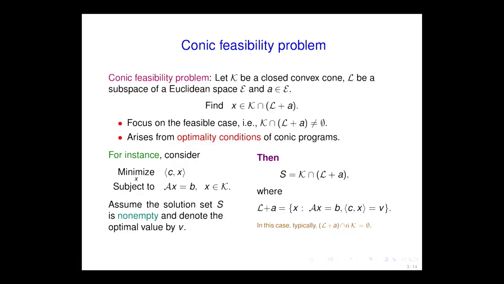And I want to emphasize that in this case, if our feasibility problem actually arises like this from optimization problems, typically, although the intersection is non-empty, when we consider the intersection with the interior or the relative interior of the cone, typically this is empty. Otherwise, you might be able to perturb this constraint a little bit to improve the objective value, and that will lead to a contradiction. So typically, this would be empty.